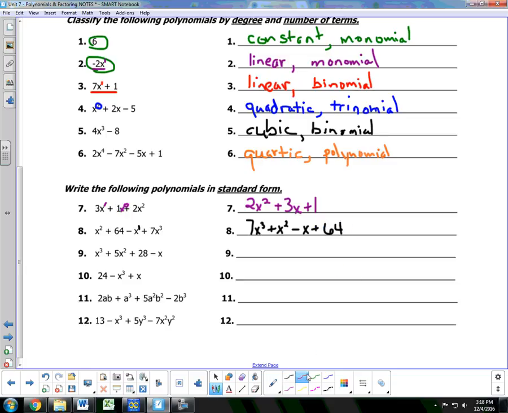There you go. All right, this next one is almost in order. It's just these two have to switch places because this has degree 1, this is degree 0. So x cubed plus 5x squared minus x plus 28.